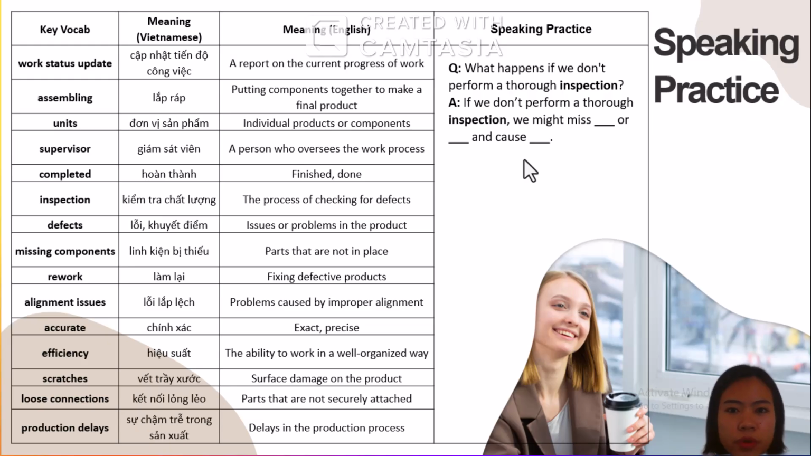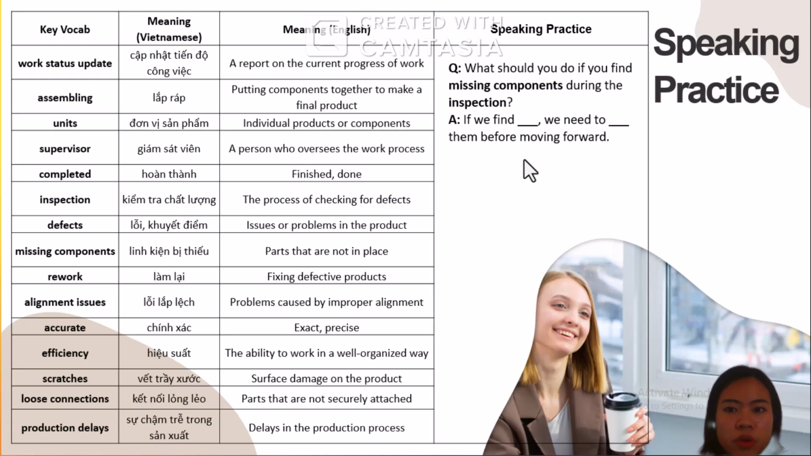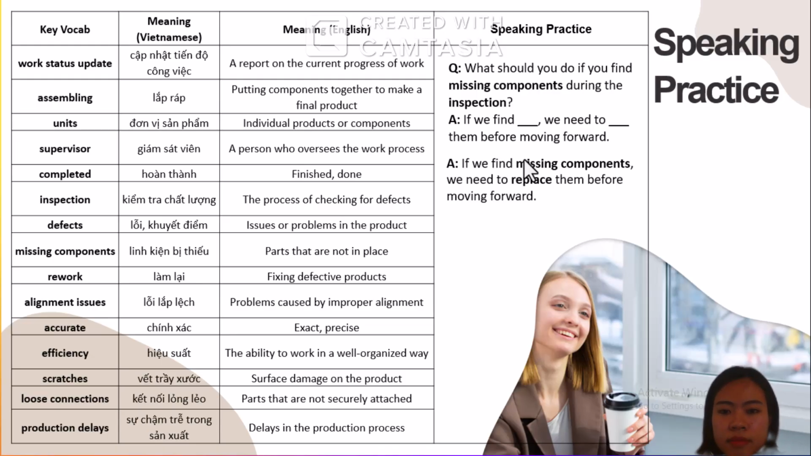What happens if we don't perform a thorough inspection? If we don't perform a thorough inspection, we might miss defects or alignment issues and cause production delays. What should we do if you find missing components during the inspection? If we find missing components, we need to replace them before moving forward.